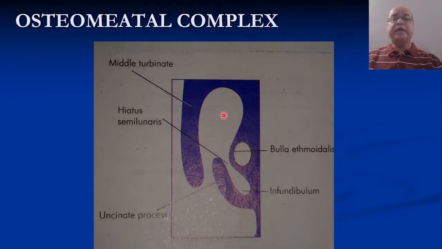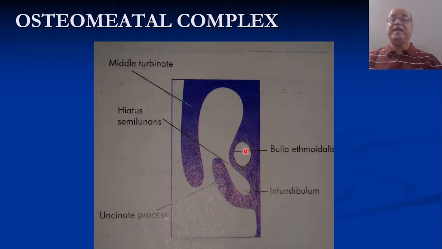So this is the diagrammatic representation of this osteomeatal complex, that this is the middle turbinate, the attachment of the middle turbinate. Below and lateral to this middle turbinate is what is called the middle meatus. So here you can see what we call the bulla ethmoidalis. It is one of the most consistent and largest of the anterior ethmoid air cells. It is located within the middle meatus, directly posterior to the uncinate process. So this is a bony projection which is called the uncinate process, which is present there in the middle meatus.